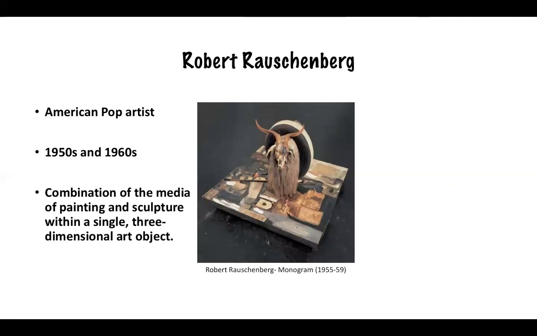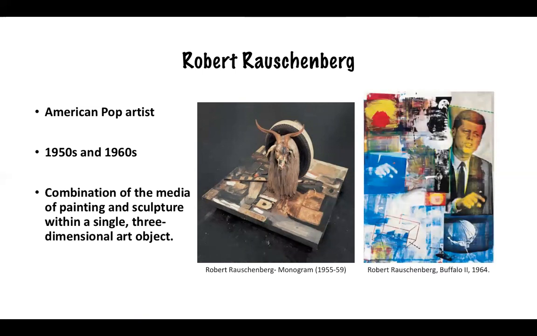It consists of a stuffed goat with its midsection passing through an automobile tire. It has been described as Rauschenberg's most famous work. And a centerpiece of his silkscreen collection entitled Buffalo 2, which was created in a pop style depicting evocative images in a mixed media collage.